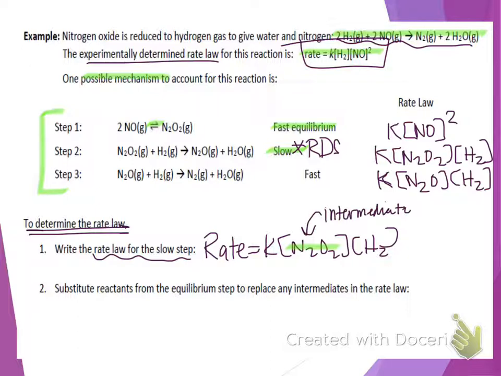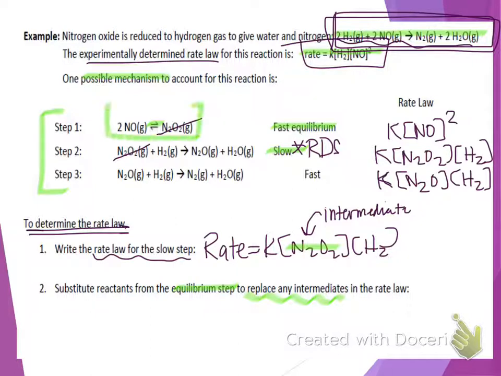See that N2O2 is an intermediate because it was made in step 1 and then subsequently used in step 2, and it is not part of the overall reaction that was given to us up top. So we need to use our fast equilibrium step to replace that intermediate, to replace that N2O2. So our fast equilibrium first step will replace that.